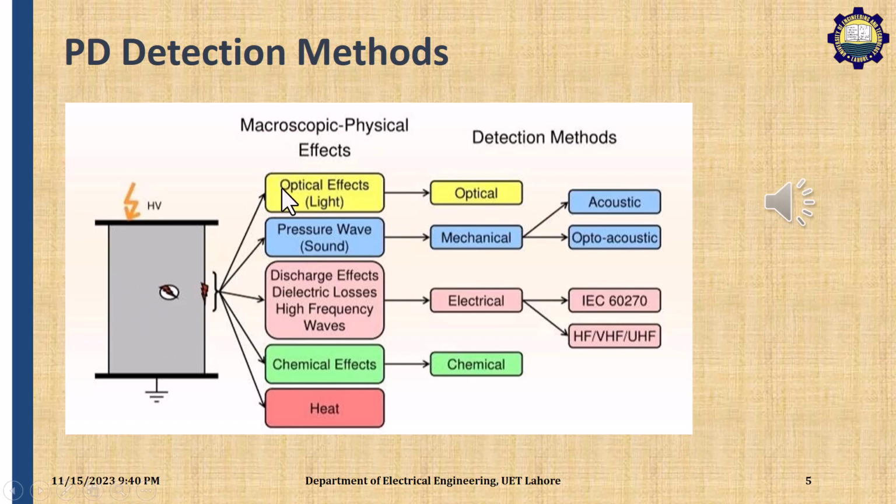Firstly, this is an optical effect. If we observe light, it is an optical effect, and it will be sensed by an optical instrument. Secondly, if partial discharge occurs, a pressure wave, or sound wave, will be produced. This is a mechanical effect, and it can be detected by acoustic methods. So I can show you, or you can listen to a partial discharge from here.